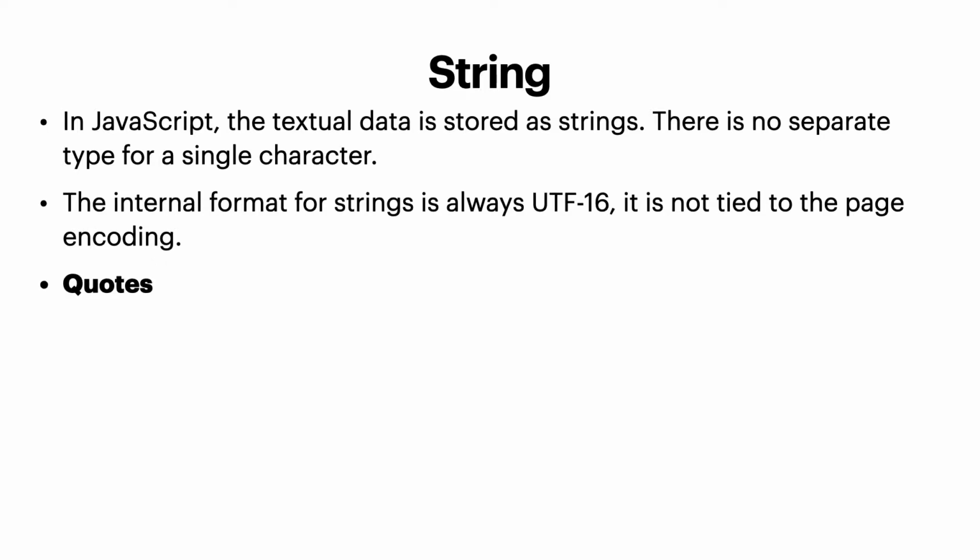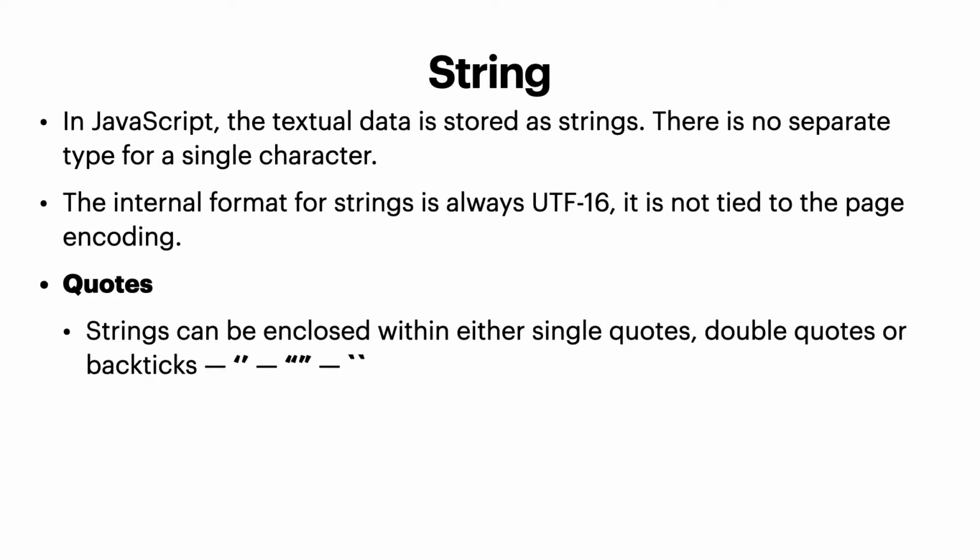Let's recall the kinds of quotes. So a string can be enclosed within either single quotes, double quotes, or backticks. You can see all of these different types of quotes. The single and double quotes are essentially the same. Backticks, however, allow us to embed any expression into the string by wrapping it in a pair of braces.